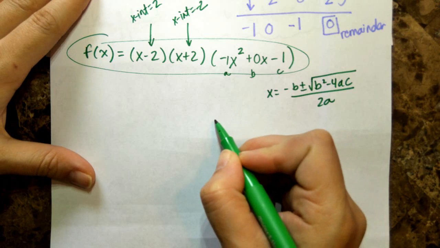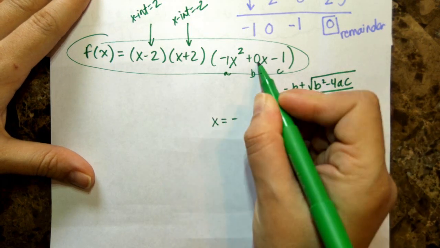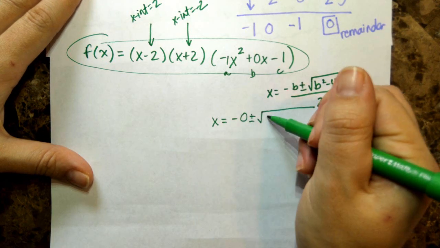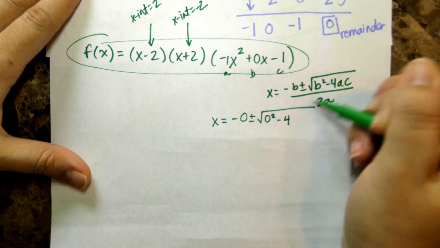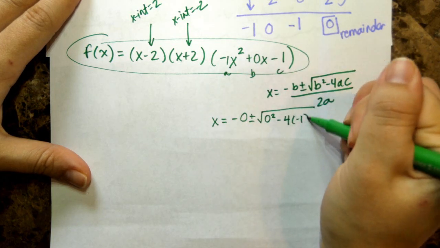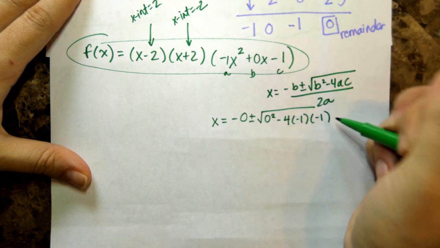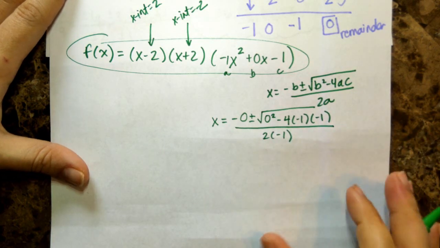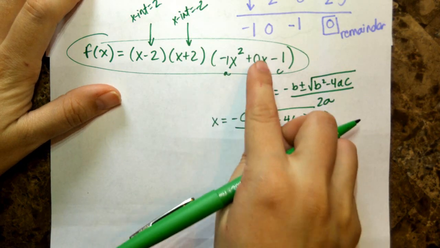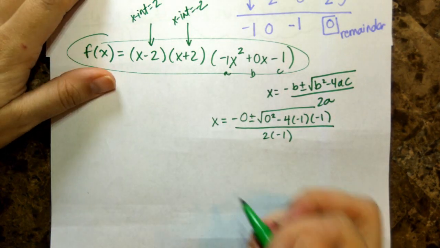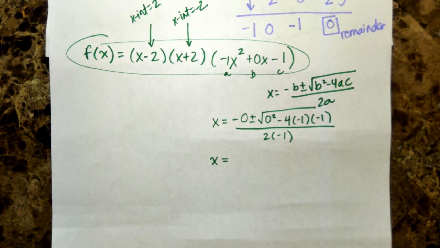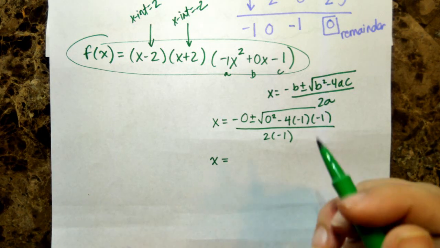So my quadratic formula will look like this. X equals negative b, which b is 0, plus or minus the square root of b, which is 0, squared, minus 4 times a, which is negative 1, times c, which is negative 1, and the whole thing is over 2 times negative 1. Because a is negative 1, b is 0, and c is negative 1. Then I'm going to figure out what this equals. You can try to type in the whole thing, but you might get a few errors, so I'm going to do it piece by piece.